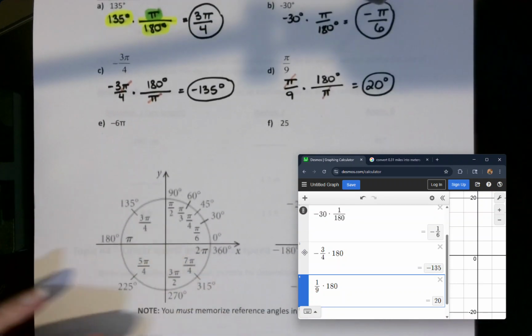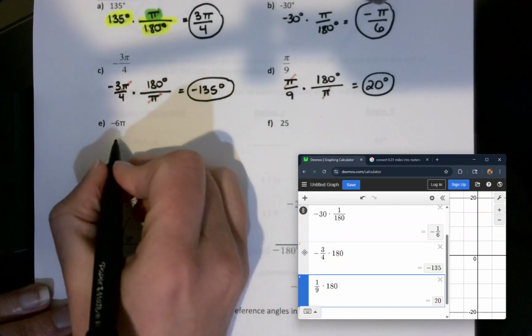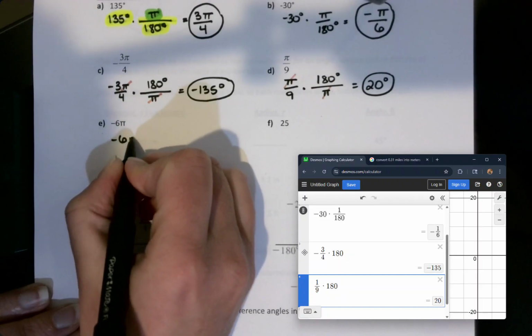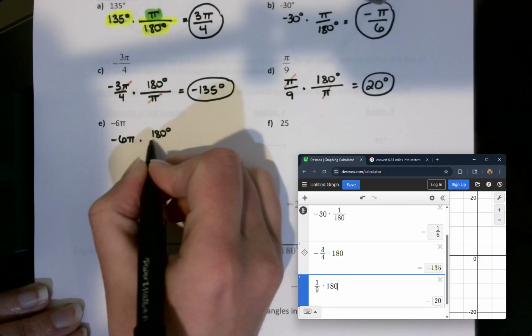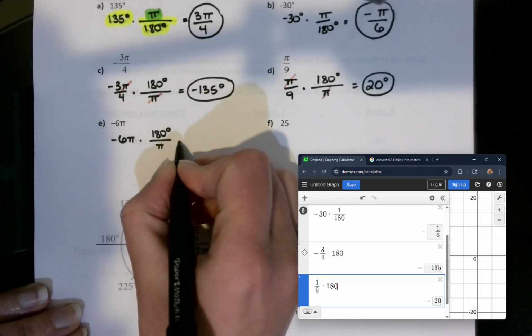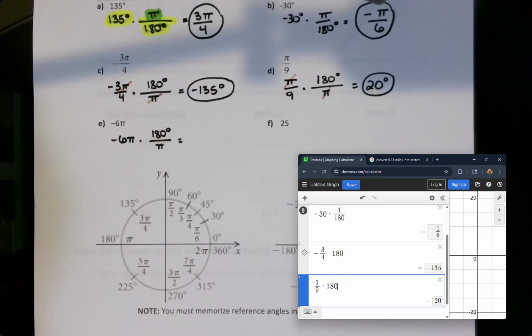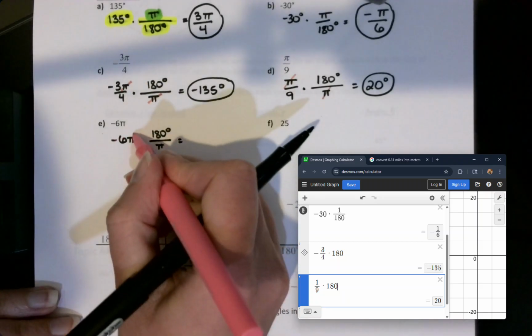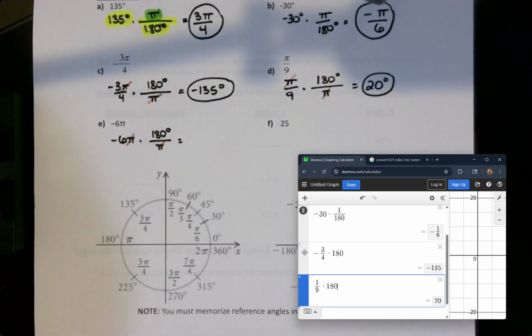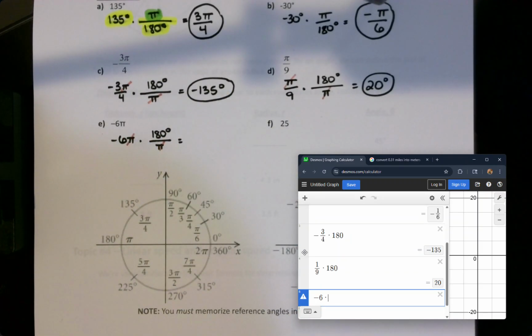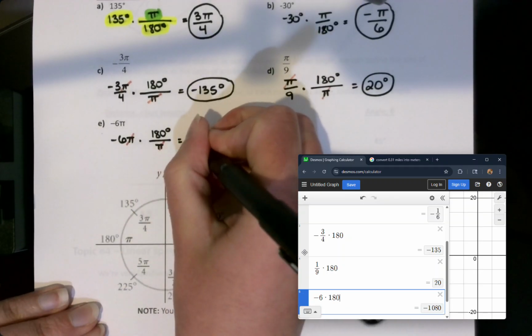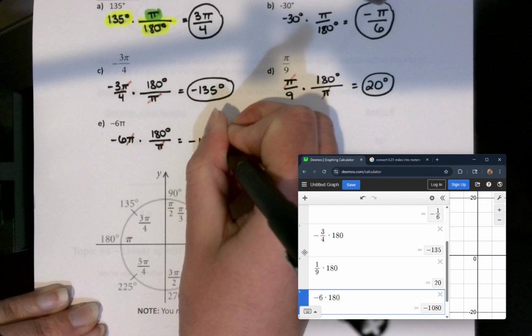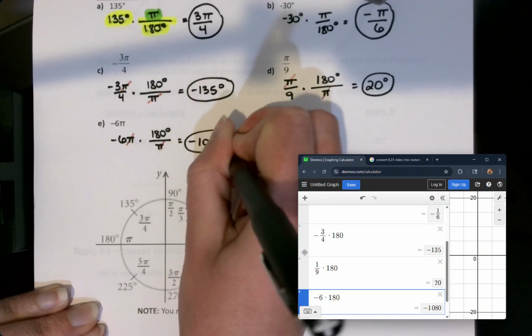Okay. And the last two, negative 6 pi, that's in radians. So negative 6 pi times 180 degrees over pi. This is going to, again, reduce the pi's out and give me negative 6 times 180 degrees. That's negative 1,080 degrees.